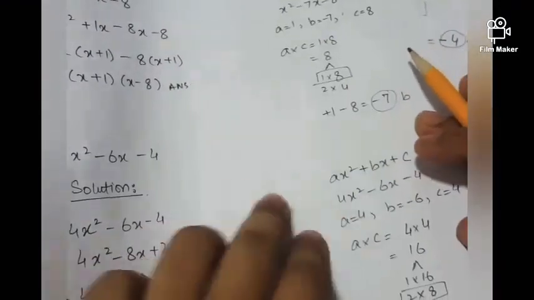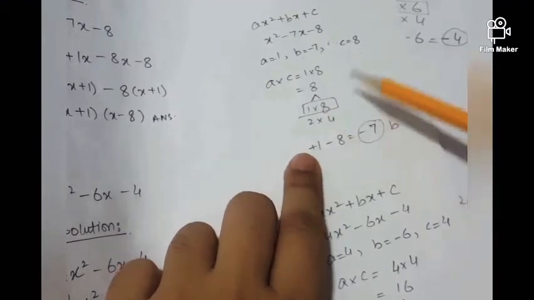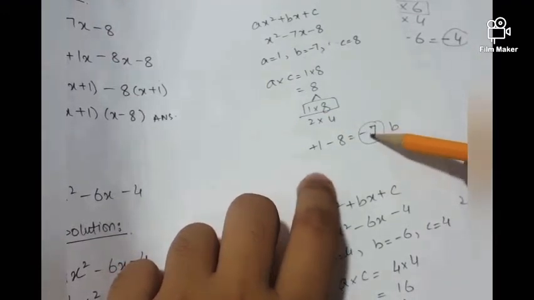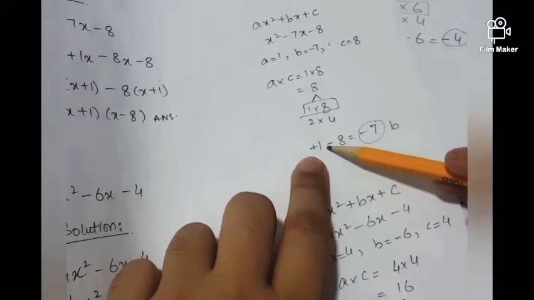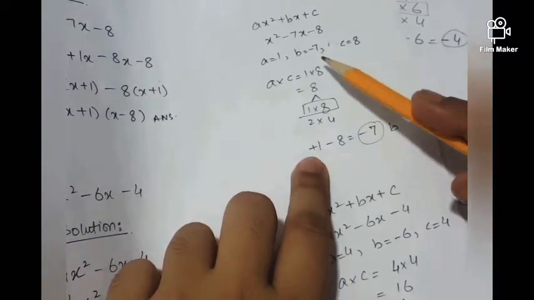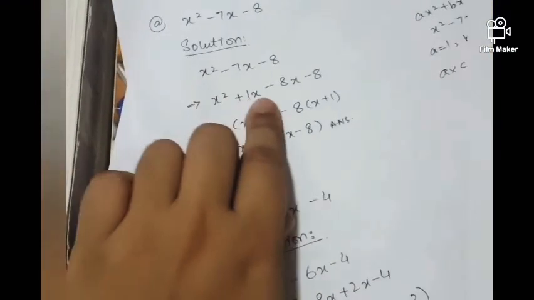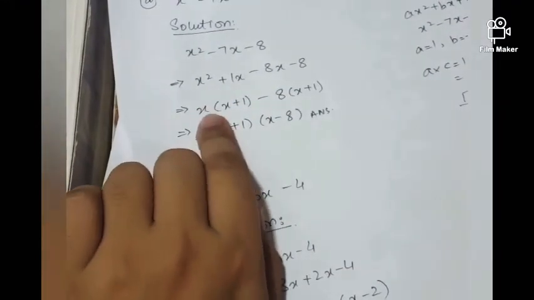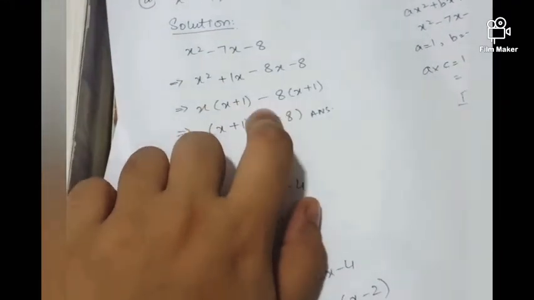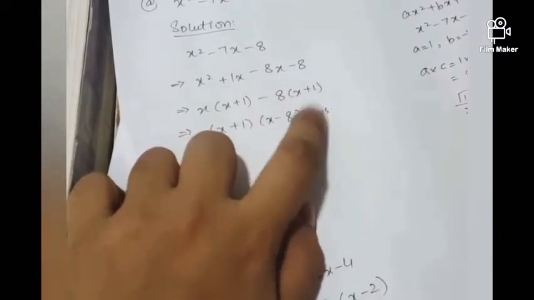Now the selection of factors, so I can have minus 7. I know that 8 minus 1 can give me 7 and I want the minus sign to be here. So what I did, I placed the minus sign with the bigger number and the plus sign with the smaller number. So I can have minus 7, which is my b. Now I have written x square plus 1x minus 8x minus 8. Now x is common, x plus 1, and the minus sign is common, 8 is common, 8 ones are 8, 8 ones are 8, x plus 1.